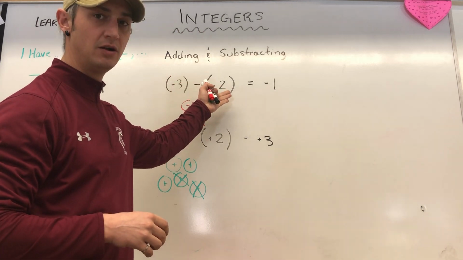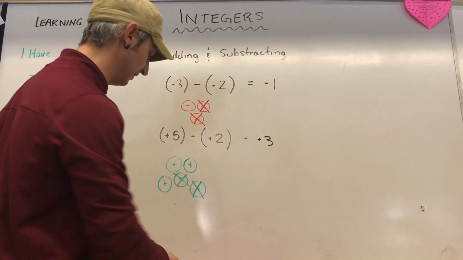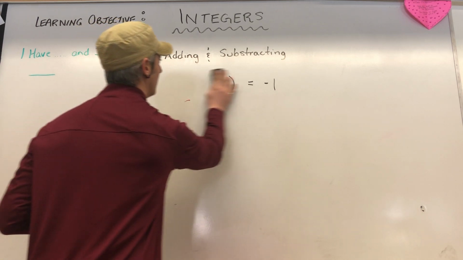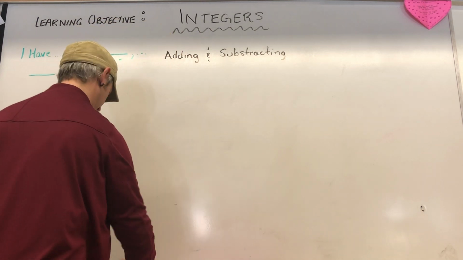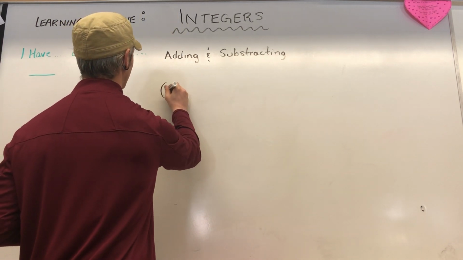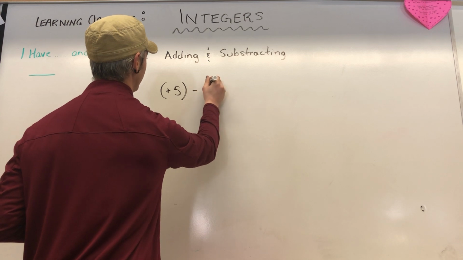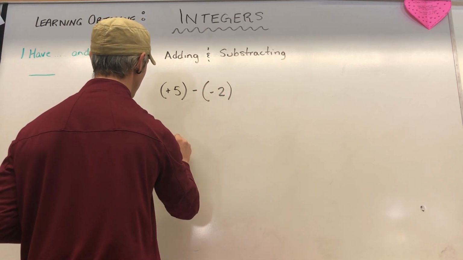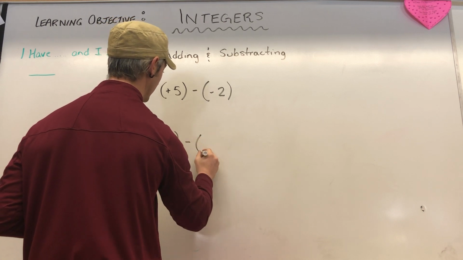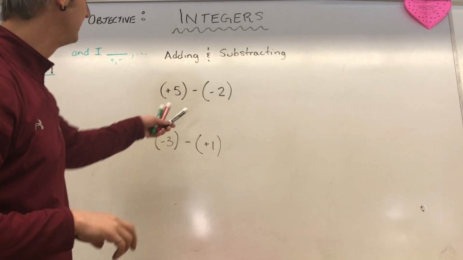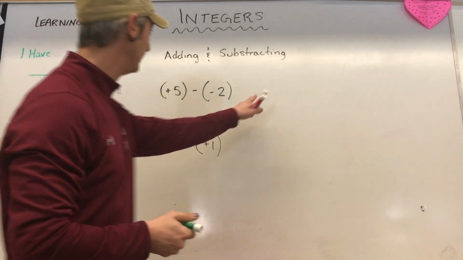But now what happens in the situation where I have -3 and it wants me to take away positives, because I don't have positives here. Let's see what that looks like now. So let's say I have 5, and it wants me to take away -2, or I have -3, and it wants me to take away +1, for example.